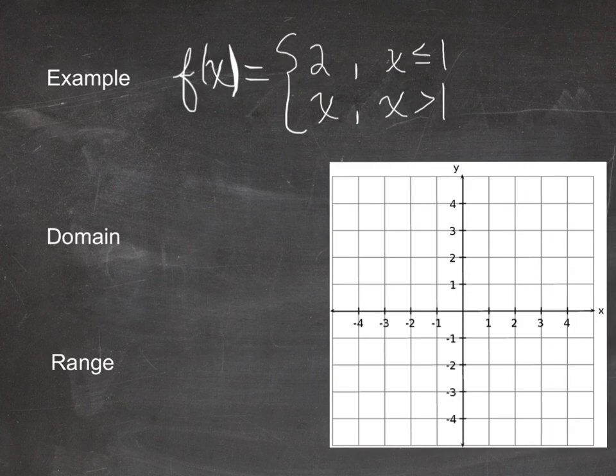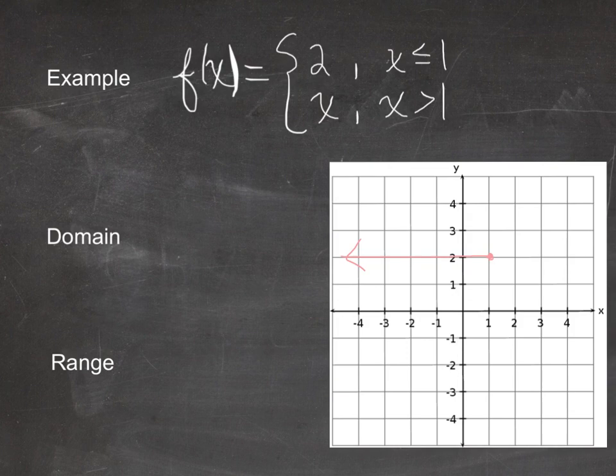So I have the line y equals 2 when x is less than or equal to 1. I know the line y equals 2 just looks like this. But I only want it for x less than or equal to 1. So I'm going to take this off here, and then I'm going to put a solid circle there because I can include x equals 1 on this part of the function.